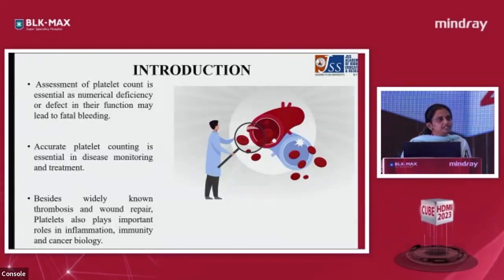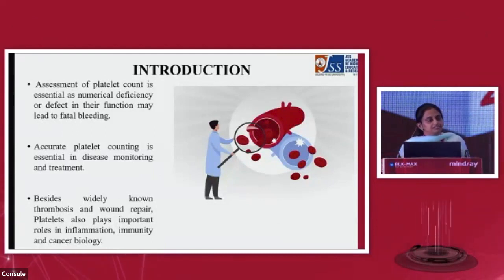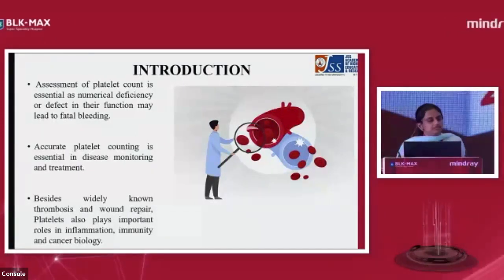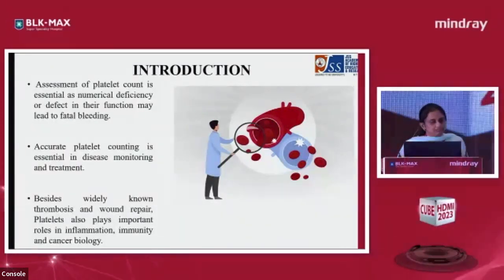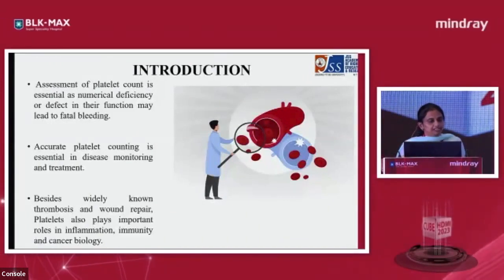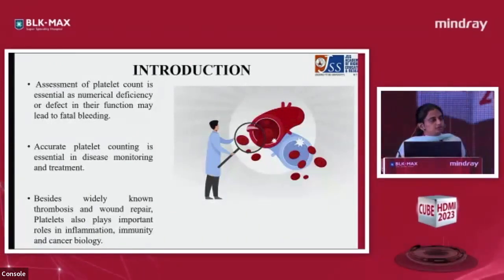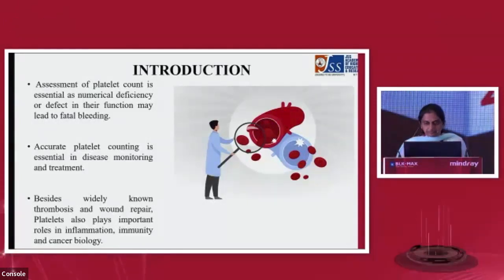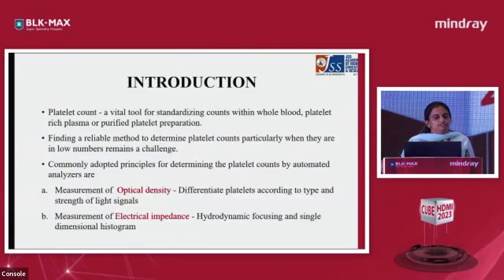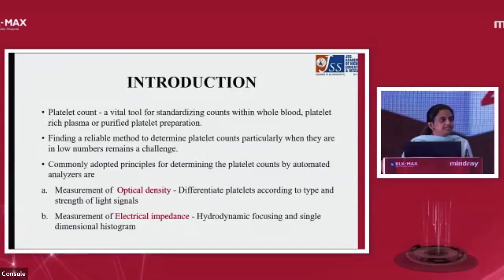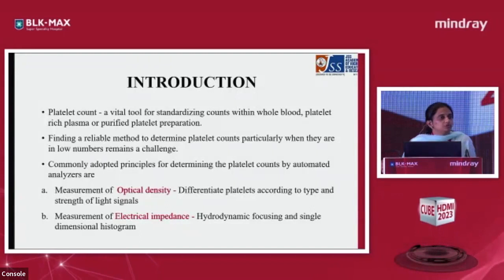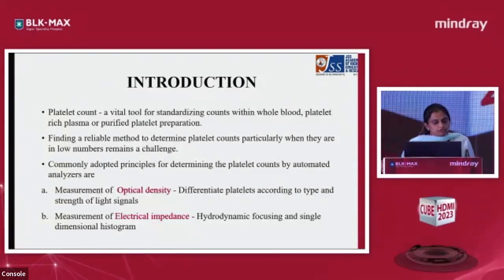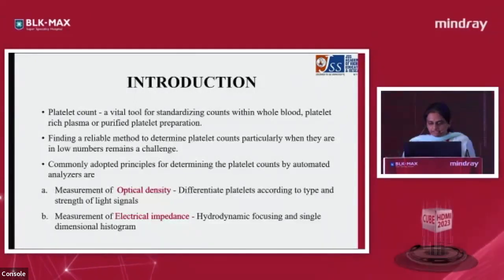As we all know, assessment of an accurate platelet count is very much essential because deficiency or defect in their function may lead to fatal bleeding. It's also essential in disease monitoring as well as treatment. Finding a reliable method to determine an accurate platelet count remains controversial to date. The commonly adopted principles are optical density and electrical impedance.